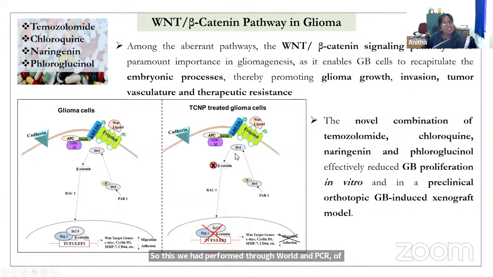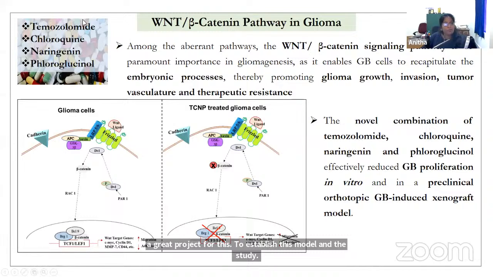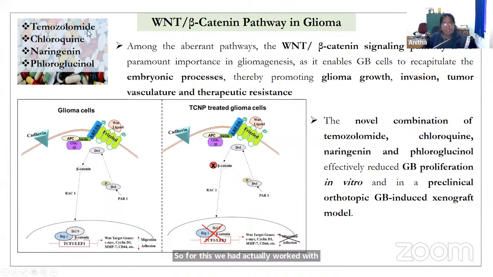Coming to the second signaling pathway that we worked on, the Wnt beta-catenin pathway in glioma. I should thank ICMR at this juncture for giving me a great project to establish this model and the study. For this, we worked with a quadruple drug combination of temozolomide, chloroquine, naringenin, and fluorouracil. This Wnt signaling pathway is of paramount importance in gliomagenesis as it enables the GBM cells to recapitulate the embryonic process. It promotes glioma growth, invasion, tumor vasculature, and therapeutic resistance.